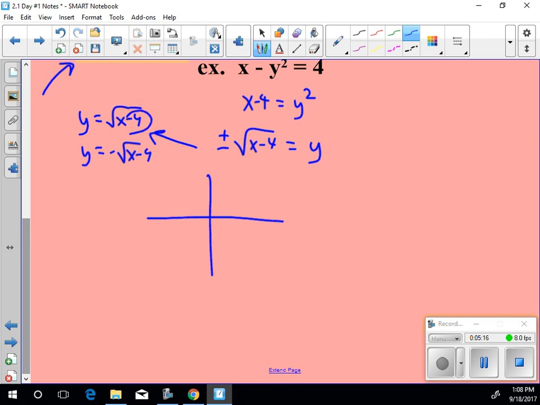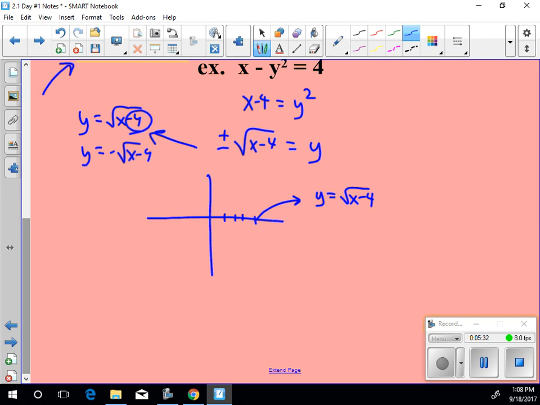What does this 4 tell us? Which direction did that function get shifted? Up or down, left or right? Right, correct? Right 4. So 1, 2, 3, 4, and there we go. I've got y equals positive square root of x minus 4.